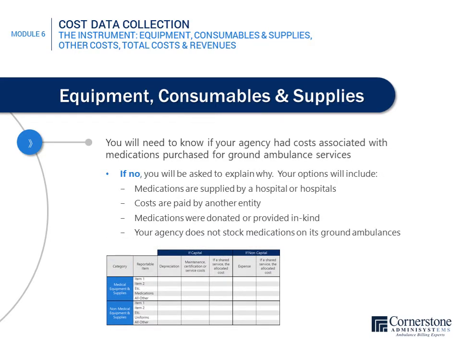If you answer no, CMS will ask you to explain why. And your options will include medications are supplied by a hospital or hospitals. Costs are paid by another entity. Medications were donated or provided in kind. And then finally, that your agency does not stock medications on its ground ambulances.